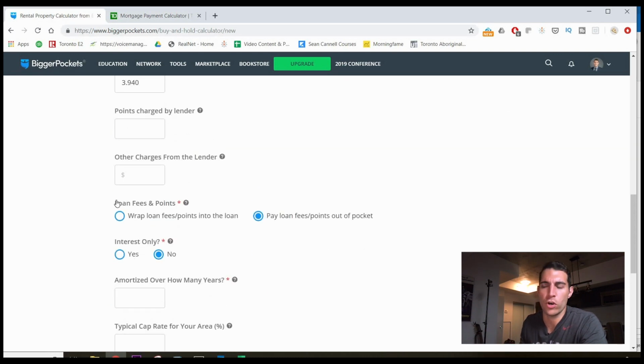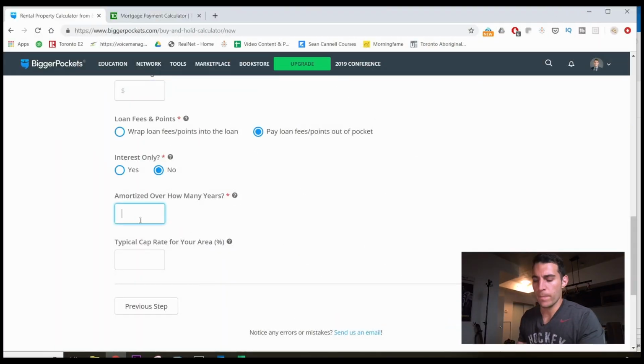Other charges, points charged by the lender. I'll just make a quick note here. Most lenders will charge something like 1% of the total value, usually at closing. And in this case, I'm not doing it because these smaller deals, a lot of times you'll go straight to your bank and there won't be a fee. I should also mention that 1% fee, sometimes it's paid at closing, sometimes it's rolled into the deal. So I'm just gonna make a note of that.